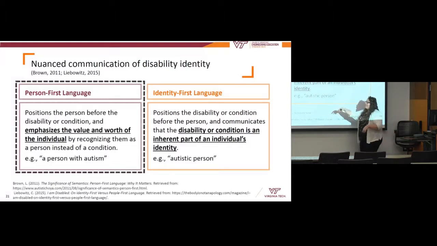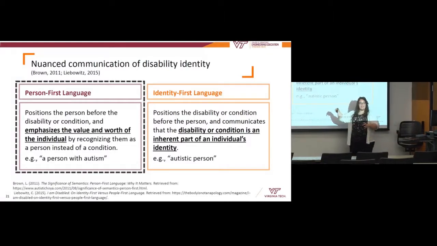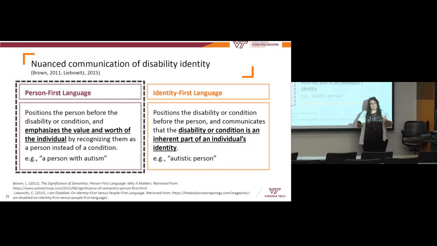Typically, when I speak, I use person-first language. I tend to find that's more inclusive. We have an amputee who works on our research grant as a co-PI. She would say she's a disabled person. So she very clearly identifies with that identity.